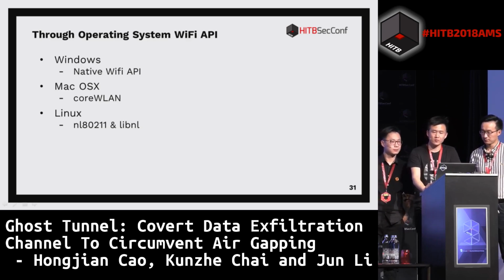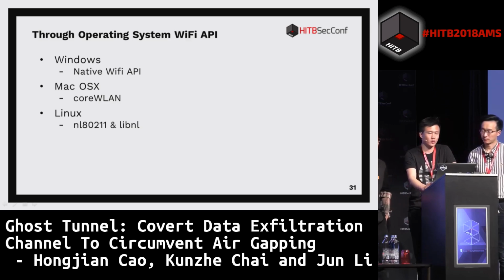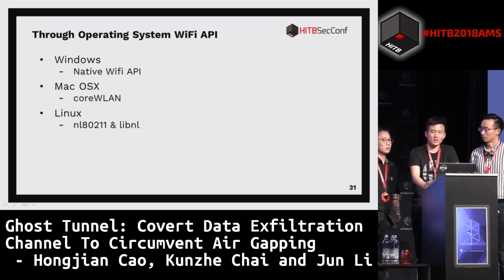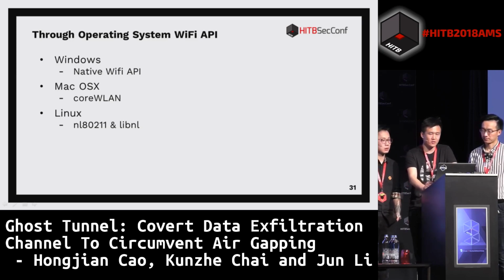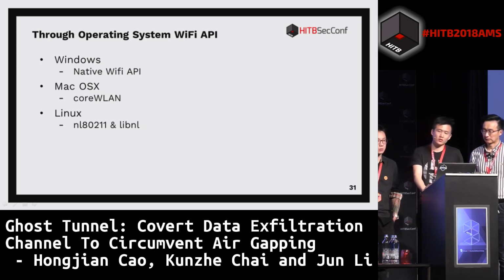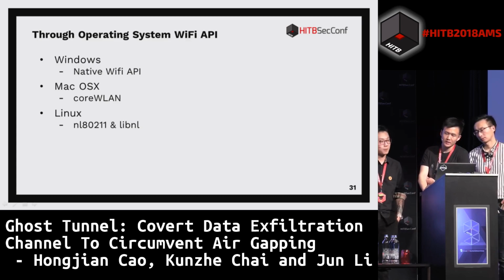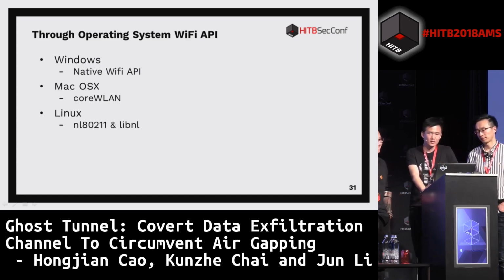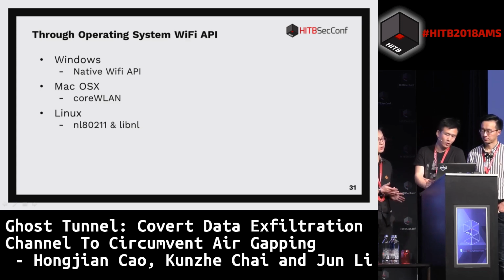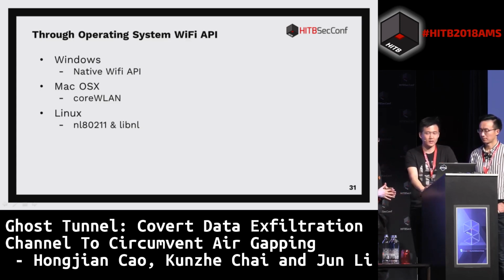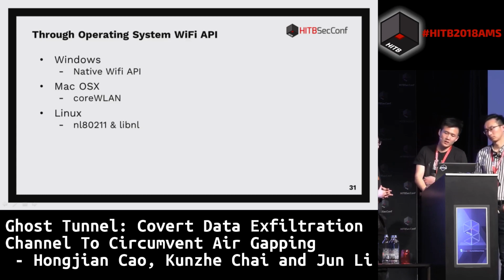The operating system provides a Wi-Fi application programming interface to manage wireless network profiles and wireless network connections. In Windows, the Wi-Fi API is the native Wi-Fi API. In Mac OS X, it is the Core WLAN framework, and in Linux we can use the library nl80211.